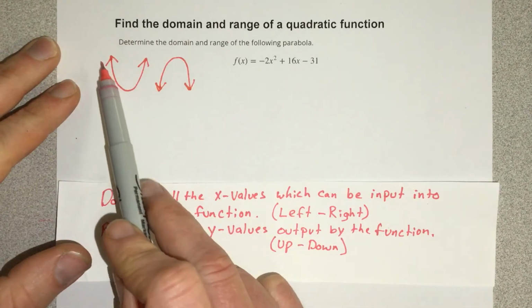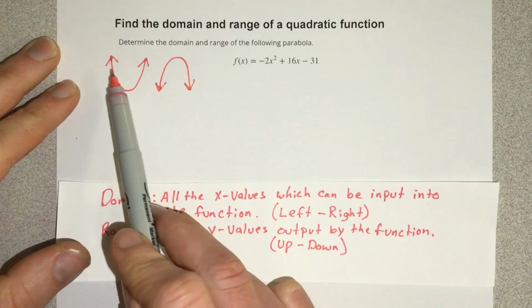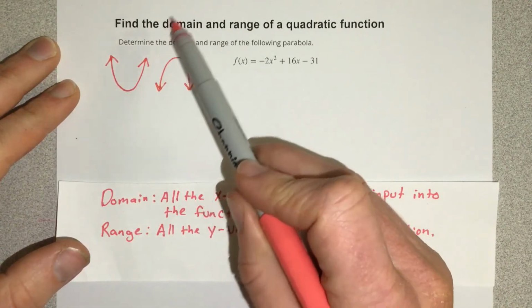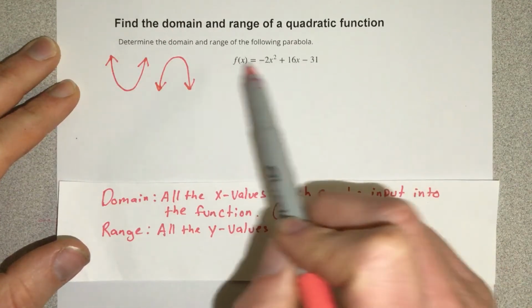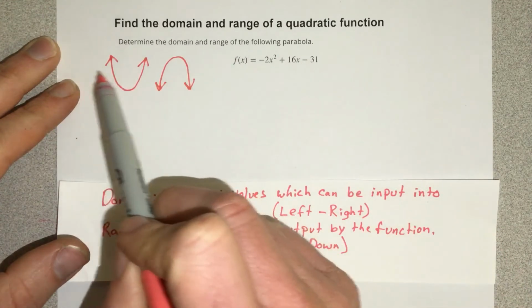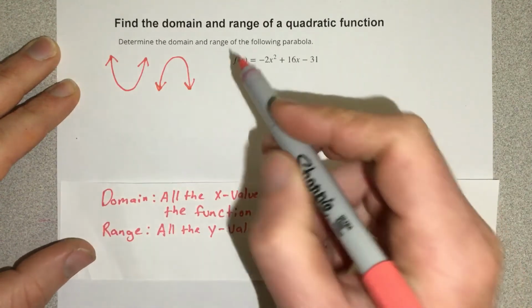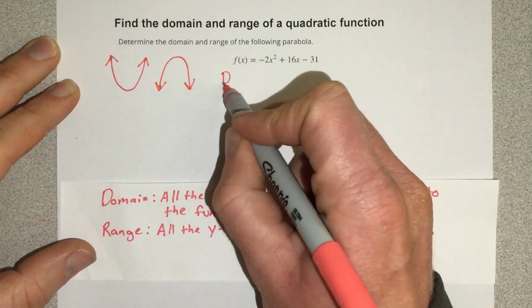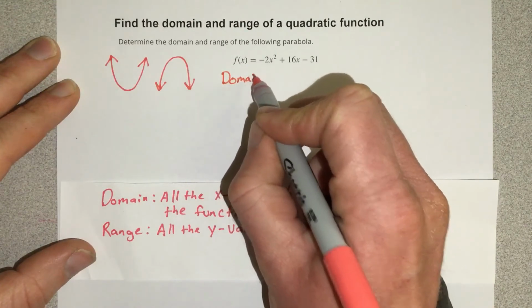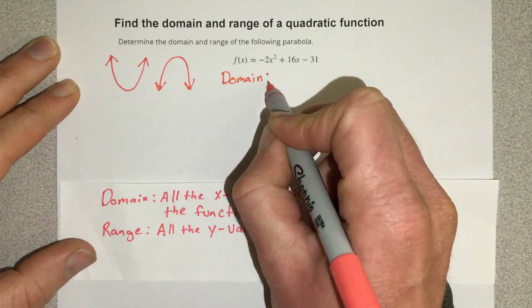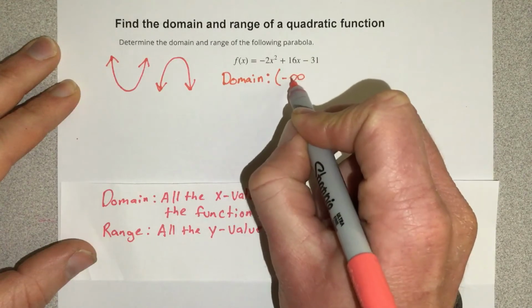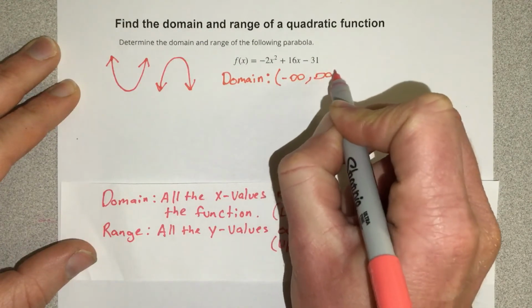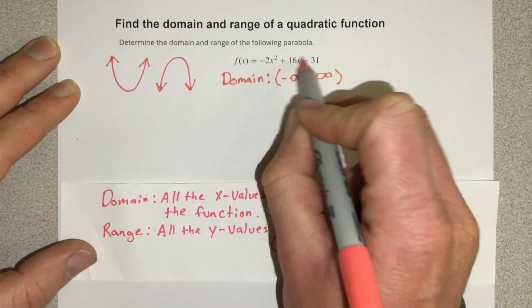If you notice the graph of this quadratic, it's going to continue to expand out toward positive infinity to the right and toward negative infinity to the left. So the domain of any polynomial, and in this case a quadratic, which is a polynomial, is negative infinity to infinity. And that's always going to be the case. There's nothing that you can't plug into this function.